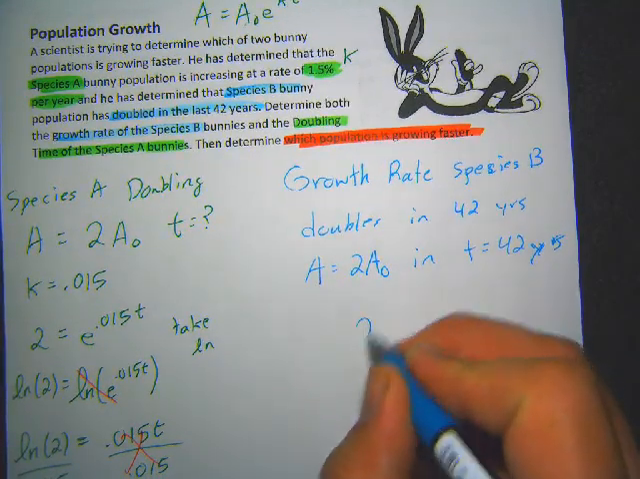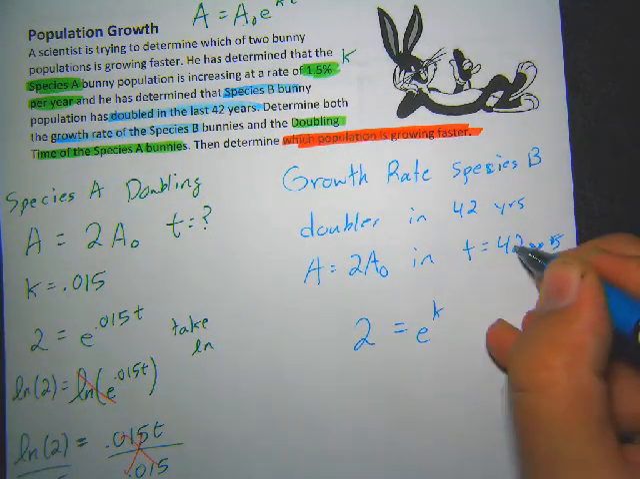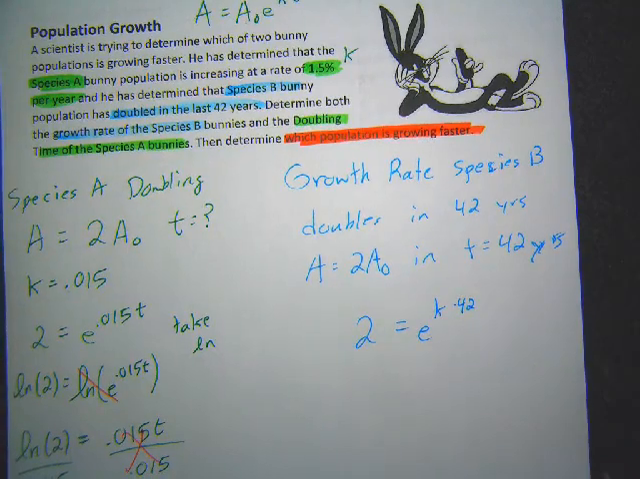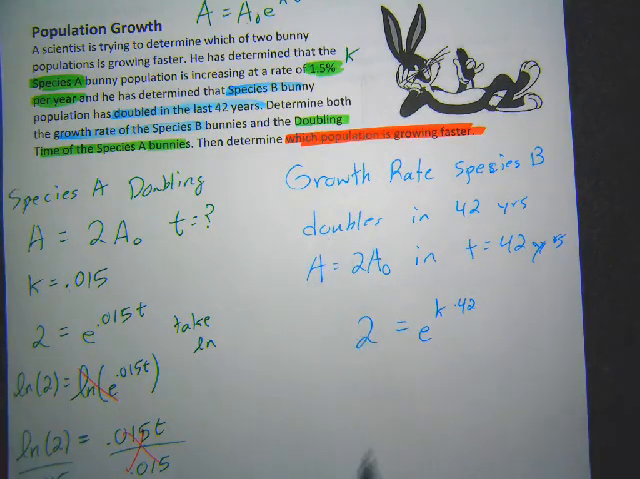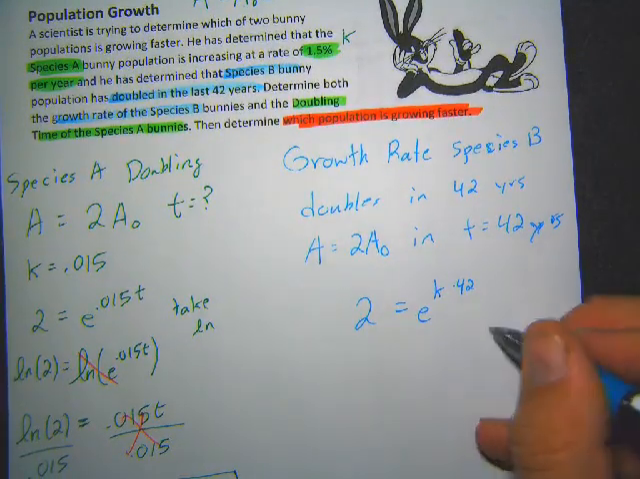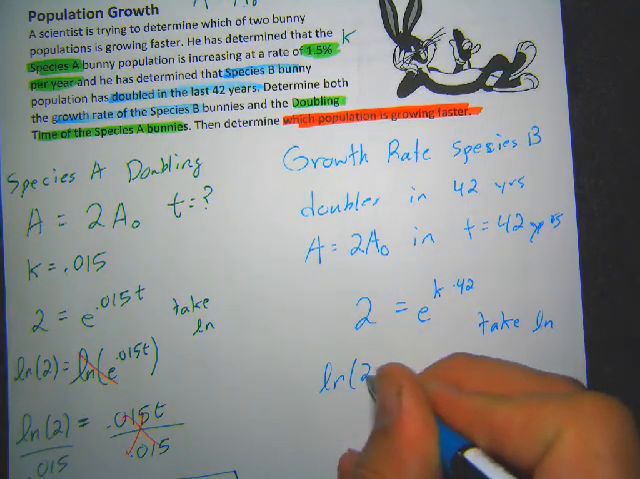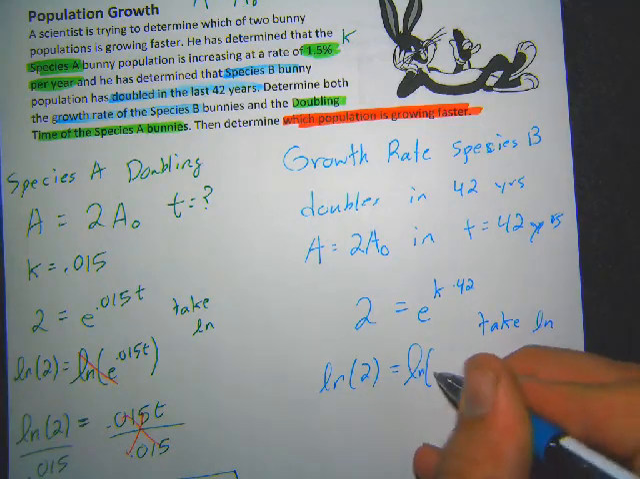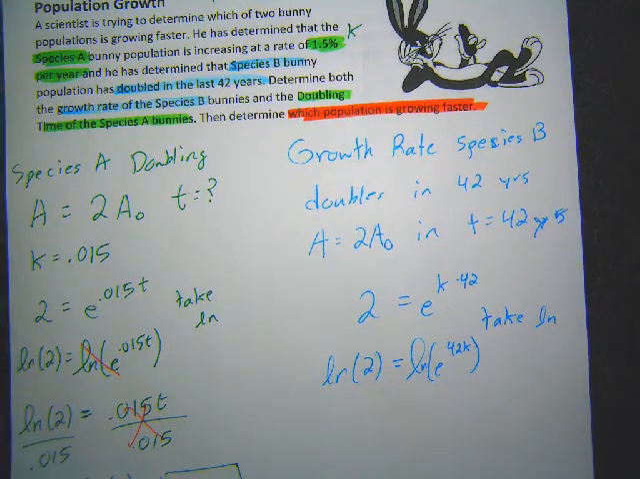So we know that we're going to double. So 2 equals e to the k, which is what we don't know, times time, which is 42. So we know in 42 years, the final amount is going to be double the original amount. So we're going to have this whole doubling thing going on again. So anytime we're doing doubling, we just do the e part equal to 2, because we're doubling like this. Okay, to solve this one, you guys know, we're going to take the natural log of both sides. So natural log 2, natural log of e to the 42k. I'm going to put 42k because I like to have the number in front. I just switched them around there.